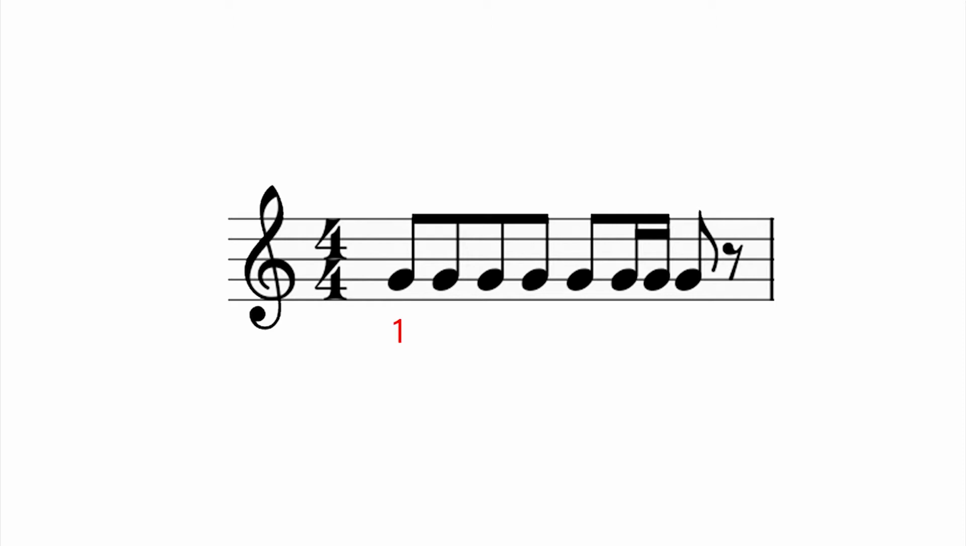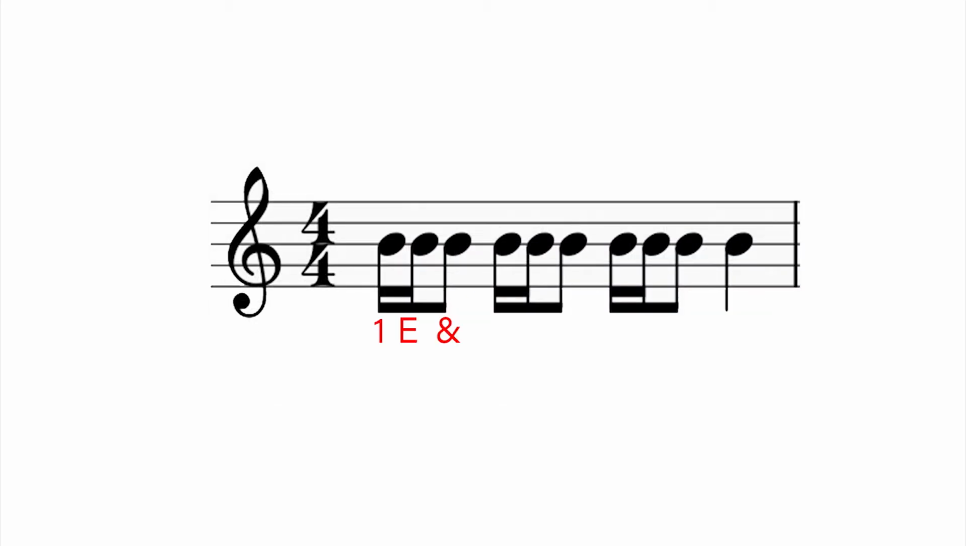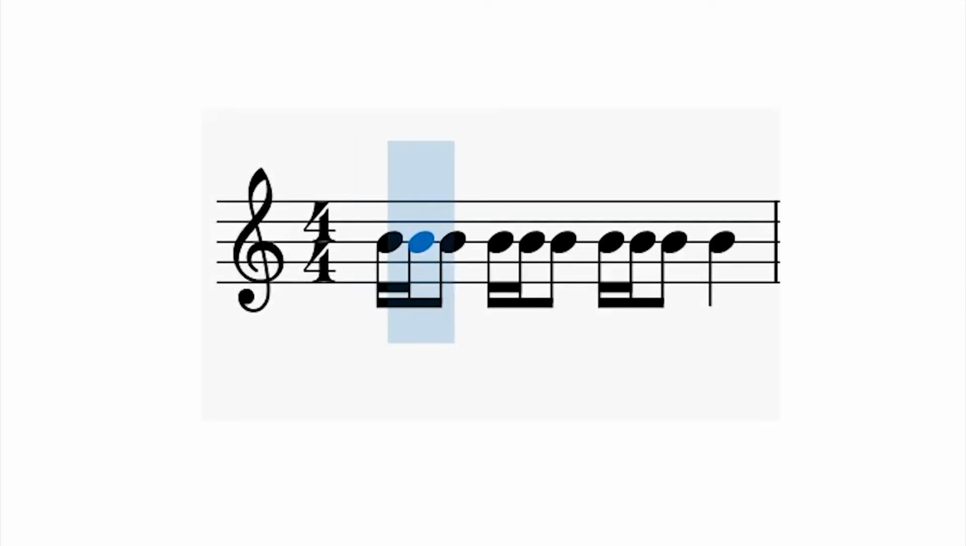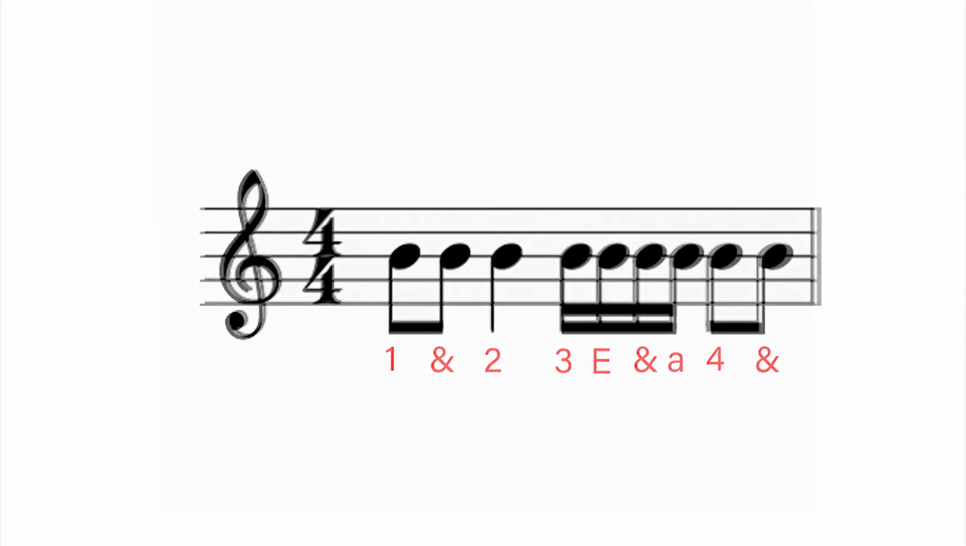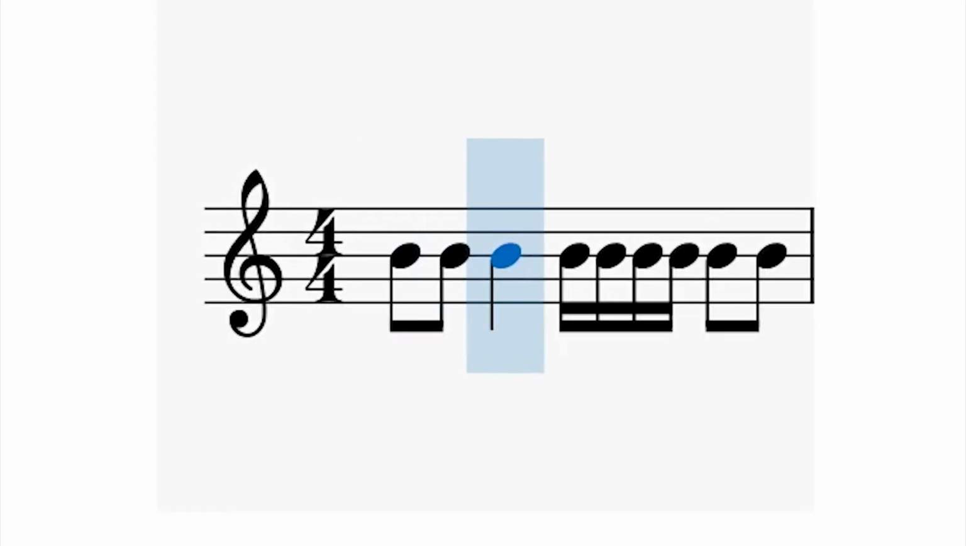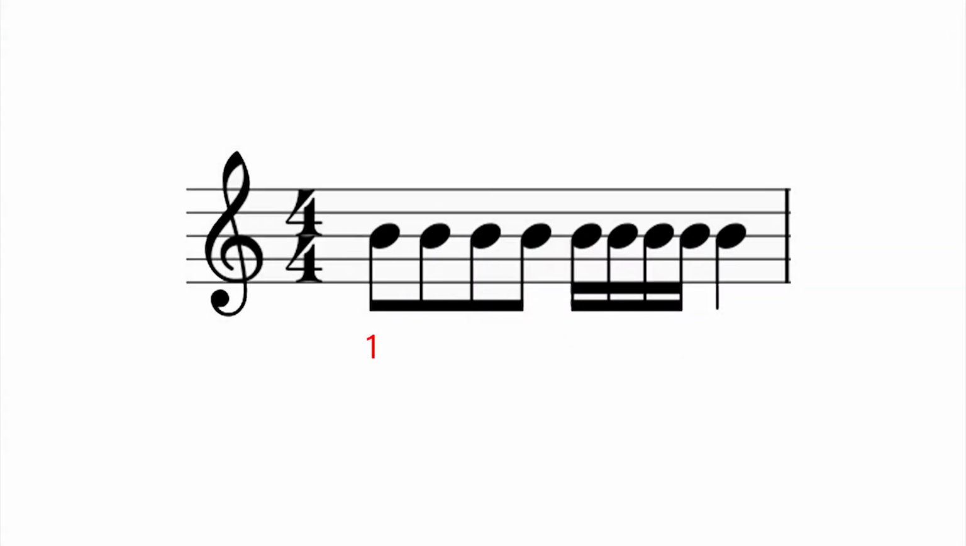So looking at this sheet music here, let's take a moment to count this. So it's 1 and 2 and 3 E and 4 rest. 1 E and 2 E and 3 E and 4. One and 2, 3 E and a 4 and. And then this one would be 1 and 2 and 3 E and a 4.